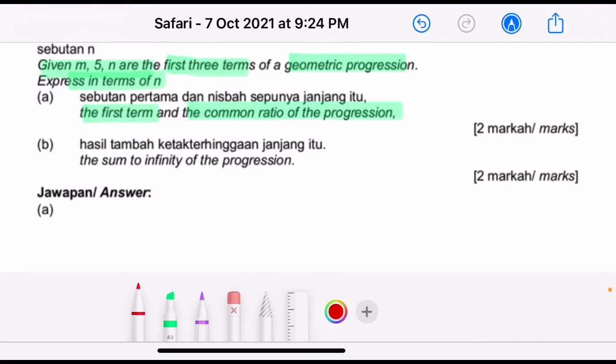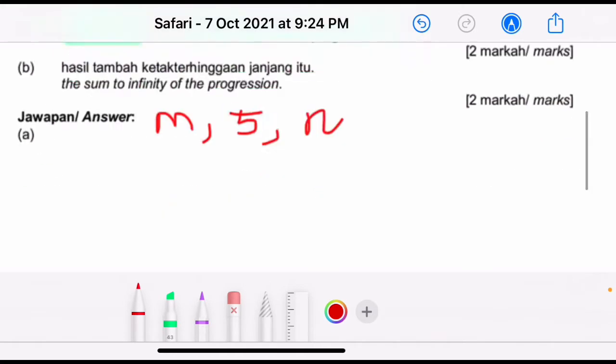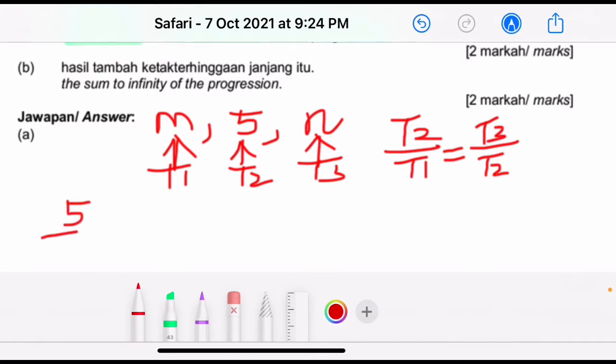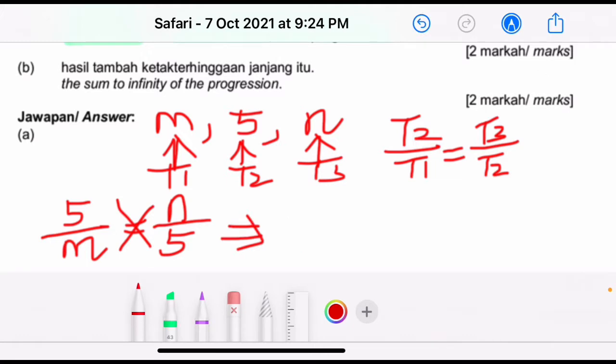Whenever you see a geometric progression, you always write the first three terms. This is T1, this is T2, this is T3. The concept of GP is T2 over T1 equals T3 over T2. Based on that, we write 5 over m is equal to n over 5. Then we cross multiply. Hence, m times n equals 25.